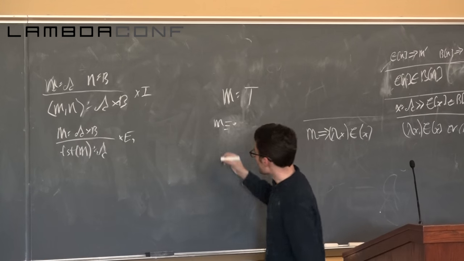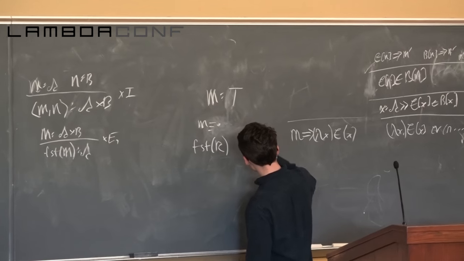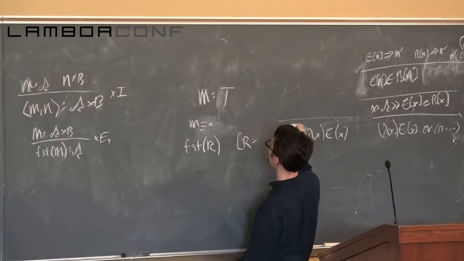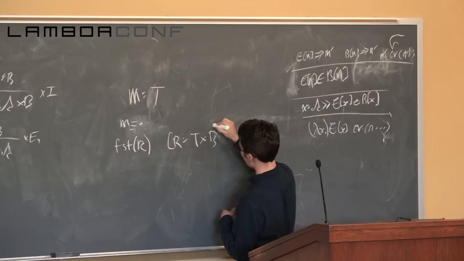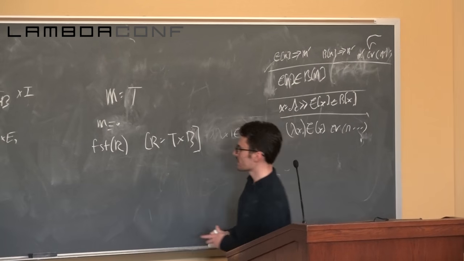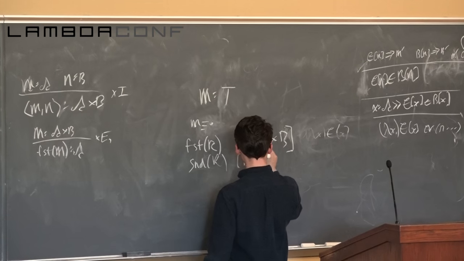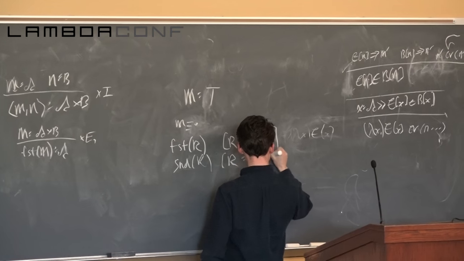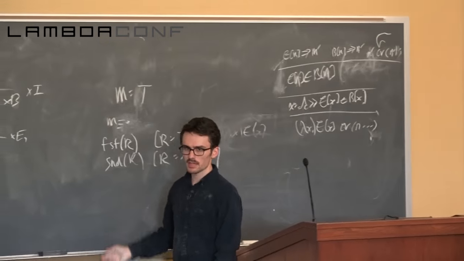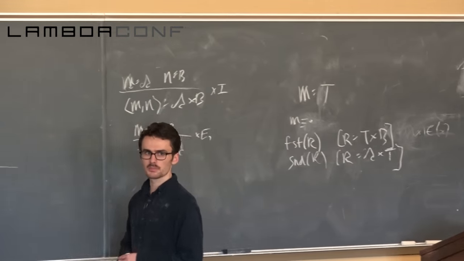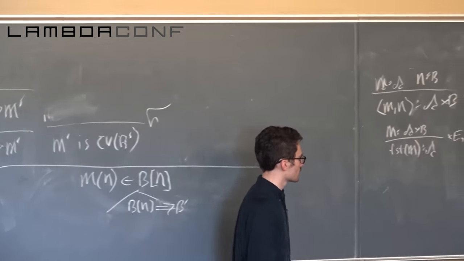but M might also be first of R when R is of type top times B. And likewise, it might be second of R when R is of type A times top, and so on. In order to say what it means to be a member of any type, we have to know in advance what are all the elimination forms of every other type. So the system is completely anti-modular and very difficult to work with.